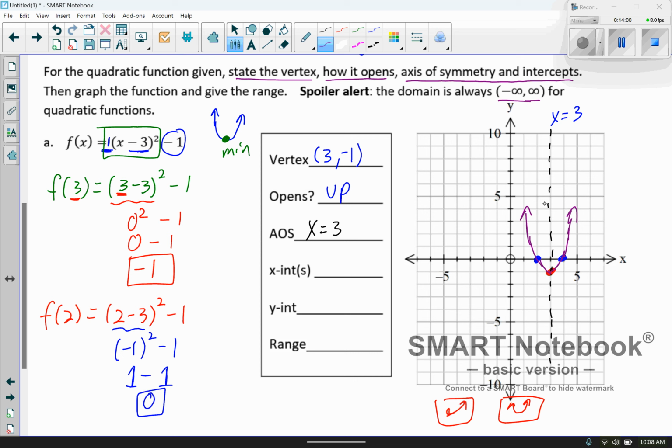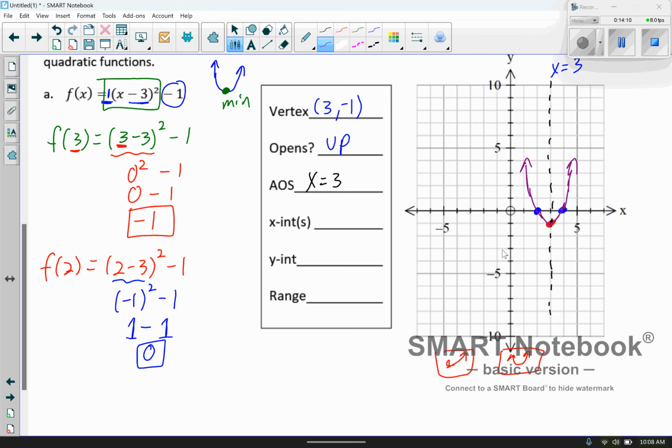Now, technically, I've already found the x-intercepts, but they're not always going to be that simple. So I do want to go over how to find them algebraically. That's what I'm going to do here. So I'm going to go ahead and erase this so I can show you that.